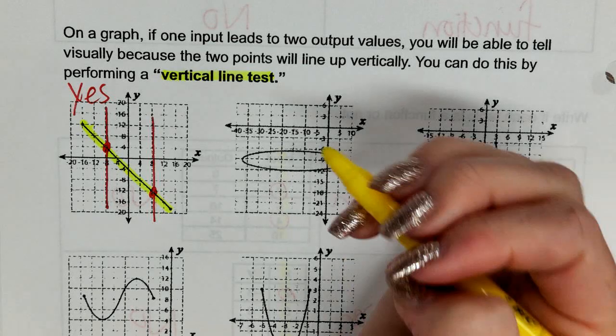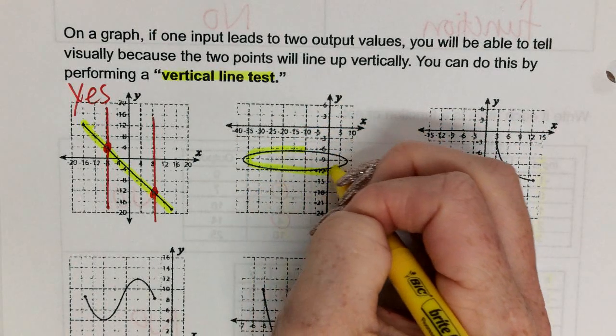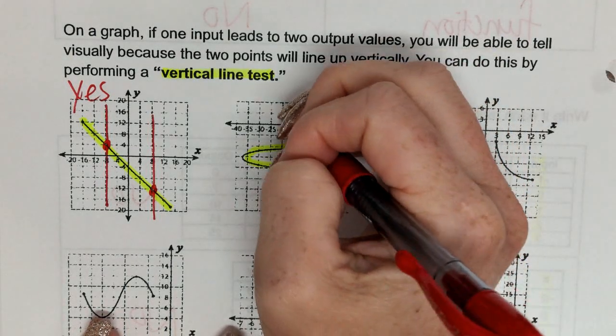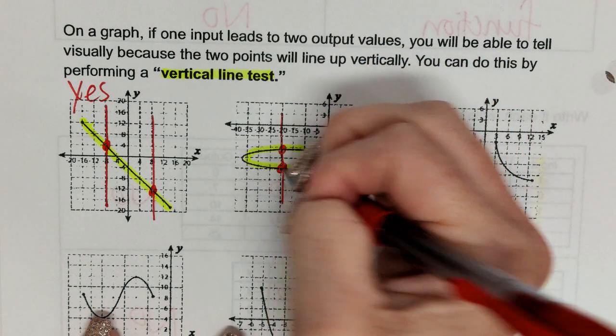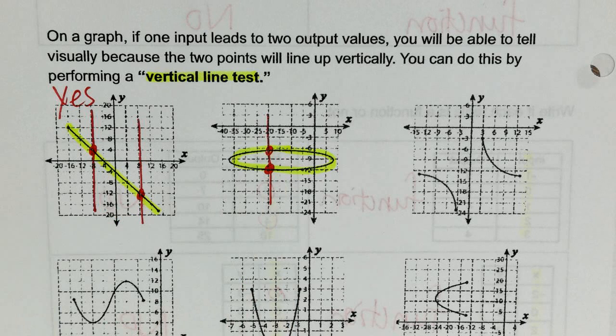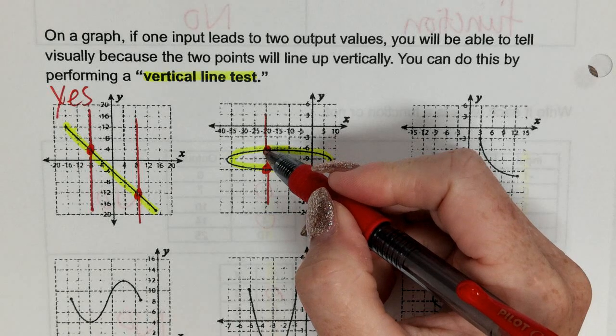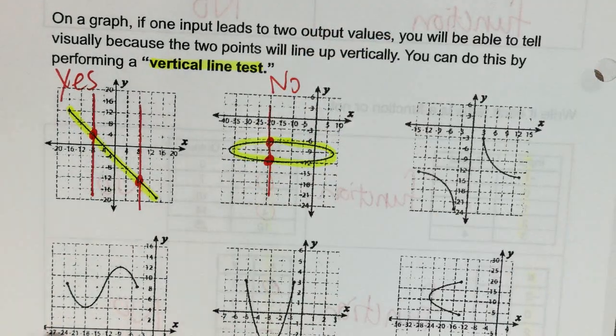Okay, on the next graph, I'm looking at this picture. If I was to draw a vertical line, how many times is it going to touch? So is this a function? No. What's the real reason? The X would repeat itself. Yes? So this is no.